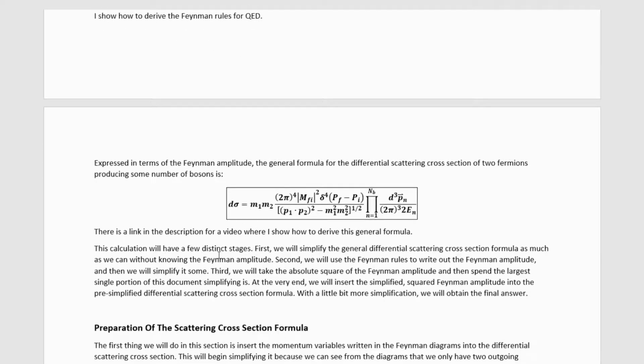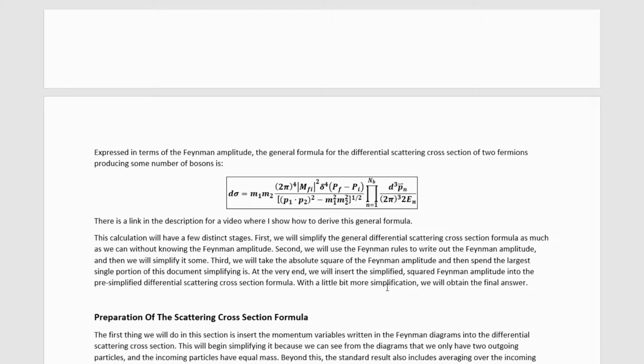This calculation will have a few distinct stages. First, we will simplify the general differential scattering cross-section formula as much as we can without knowing the Feynman amplitude. Second, we will use the Feynman rules to write out the Feynman amplitude, and then we will simplify it some. Third, we will take the absolute square of the Feynman amplitude and then spend the largest single portion of this document simplifying it. At the very end, we will insert the simplified squared Feynman amplitude into the pre-simplified differential scattering cross-section formula. With a little more simplification, we can obtain the final answer.